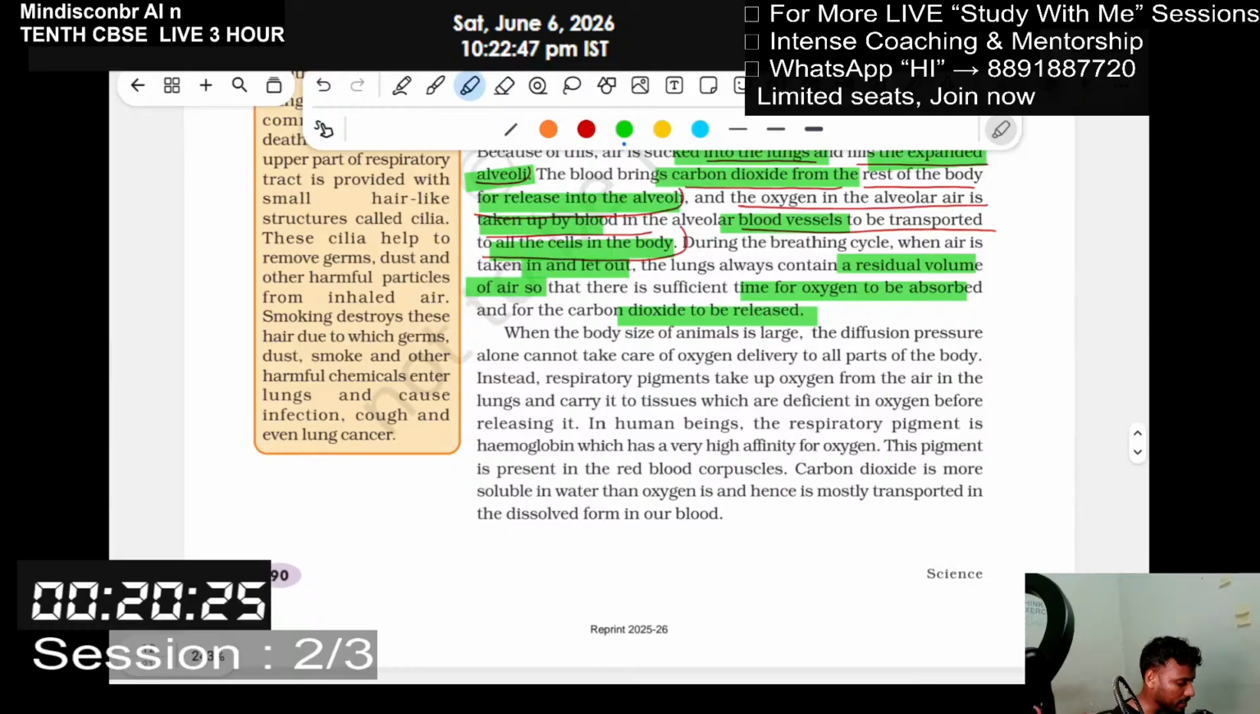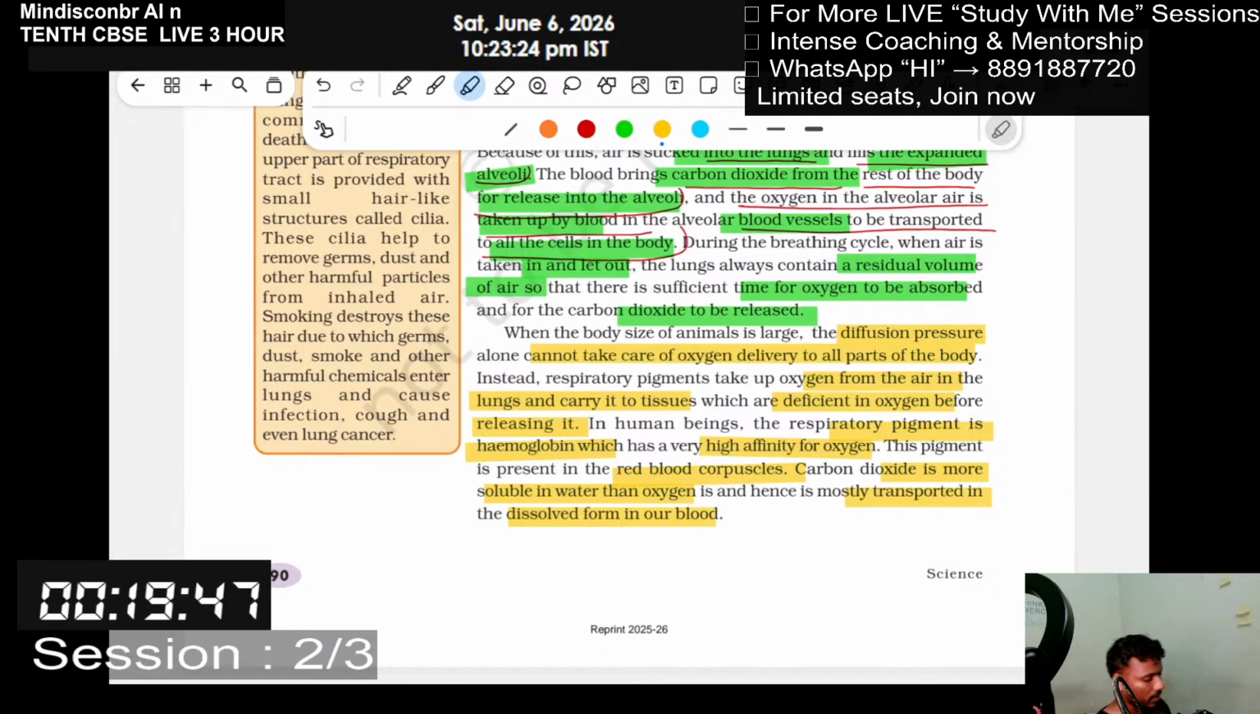When the body size of animals is large, the diffusion pressure alone cannot take care of oxygen delivery to all parts of the body. Instead, respiratory pigments take up oxygen from the air in the lungs and carry it to the tissues which are deficient in oxygen before releasing it. In human beings, the respiratory pigment is hemoglobin, which has a very high affinity for oxygen. This pigment is present in the RBC. Carbon dioxide is more soluble in water than oxygen, and hence is mostly transported in the dissolved form in our blood.